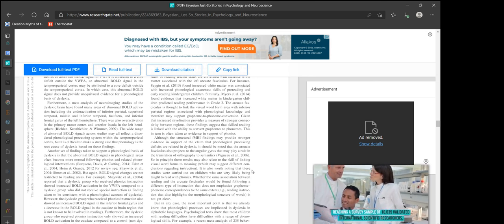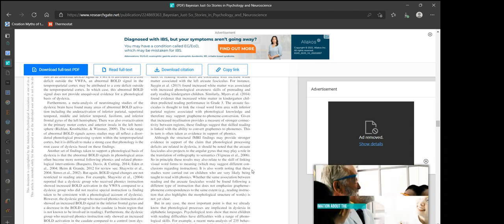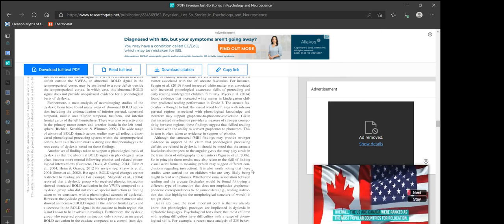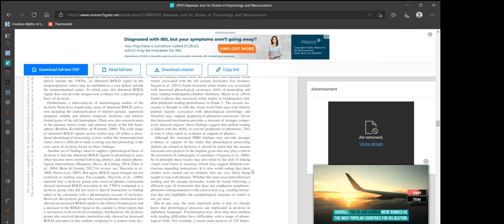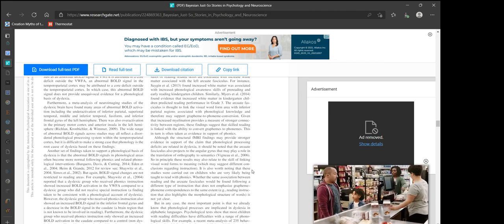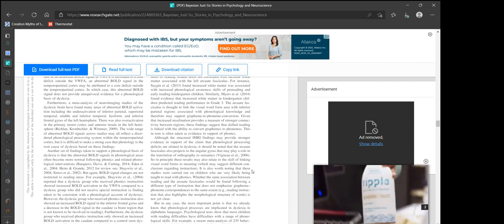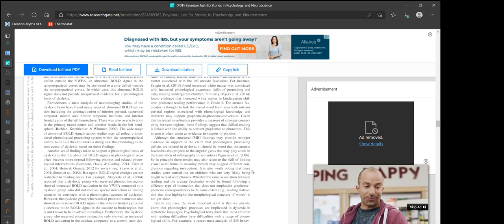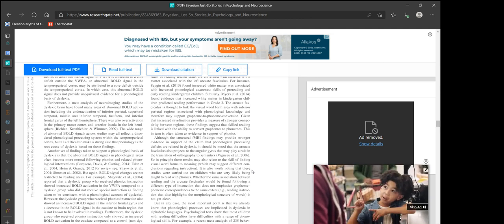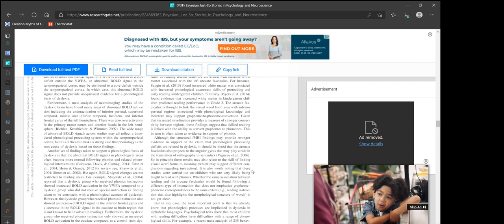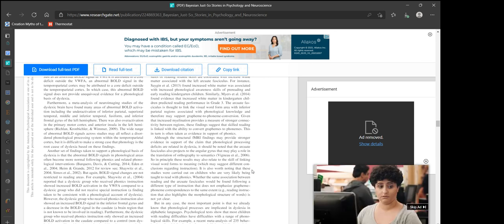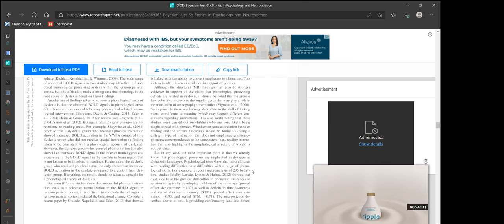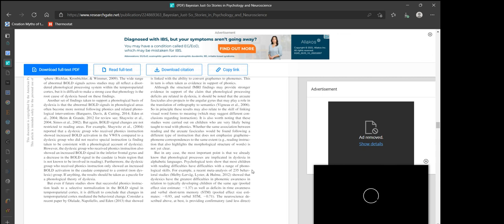Furthermore, a meta-analysis of neuroimaging studies of the dyslexic brain has found many areas of abnormal BOLD activation, including the underactivation of inferior parietal, superior temporal, middle and inferior temporal, fusiform, and inferior frontal gyrus of the left hemisphere. There is also overactivation in the primary motor cortex and anterior insula in the left hemisphere. This wide range of abnormal BOLD signals across studies may all reflect a disordered phonological processing system within the temporoparietal cortex, but it is difficult to make a strong case that phonology is the root cause of dyslexia based on these findings.